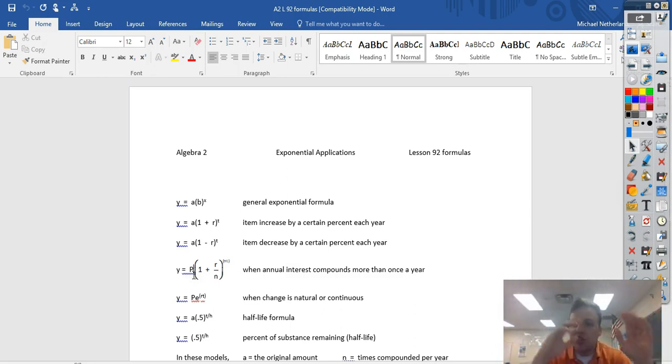P is just your A, all right? It's just your starting amount. R is just your rate of change, just like we've been talking about. N is just simply the number of times you compound every year. And this is raised to the n times t. T is just a number of years.